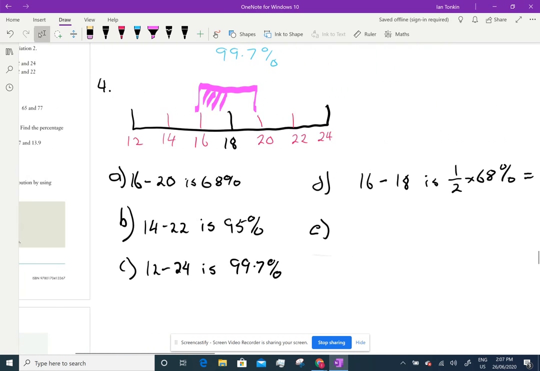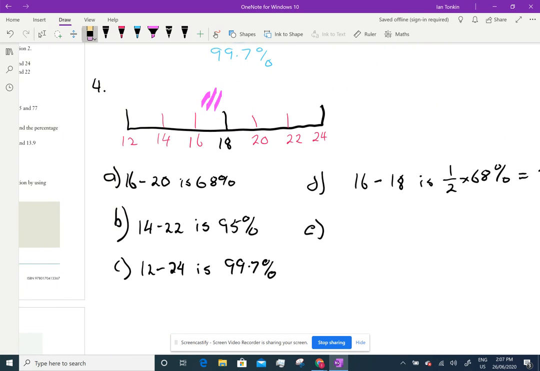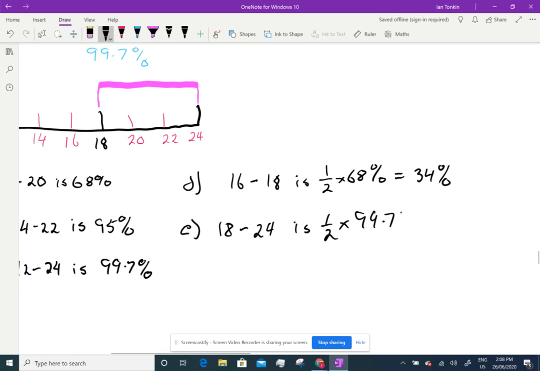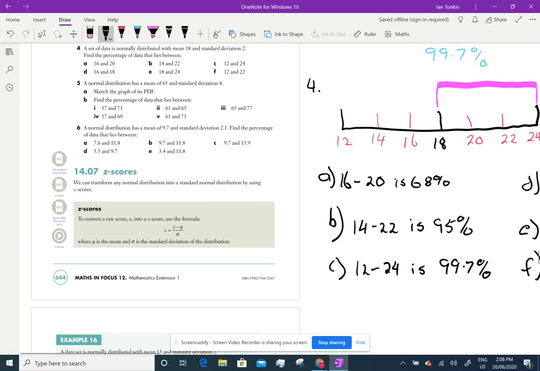18 and 24. Well, 18 to 24, that's half of 3 standard deviations. So 18 to 24 is a half of 99.7. And it's good to write it, even though we know. And a half of 99.7 is 49.85. Still, these are pretty easy.